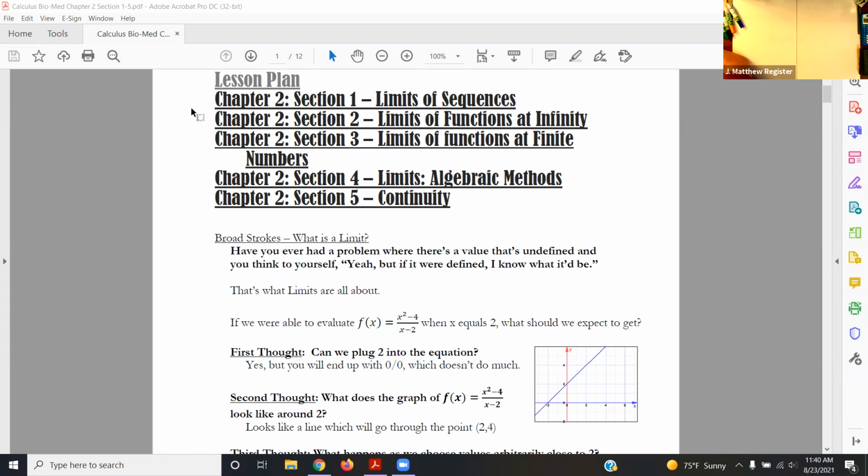Alrighty, folks. Today we are going to be covering chapter 2 in your textbook, and we're going to be covering it pretty much in its entirety. And so that should be pretty good. Chapter 2 covers the idea of limits.